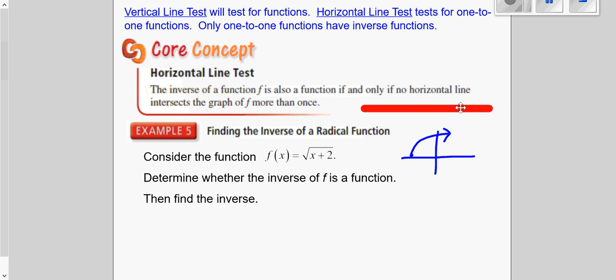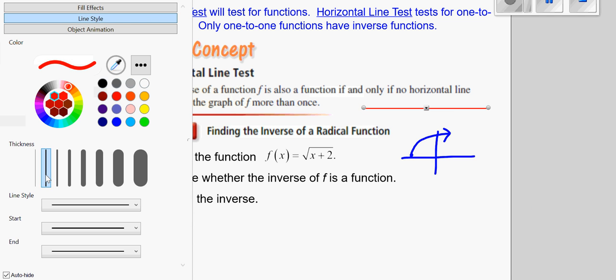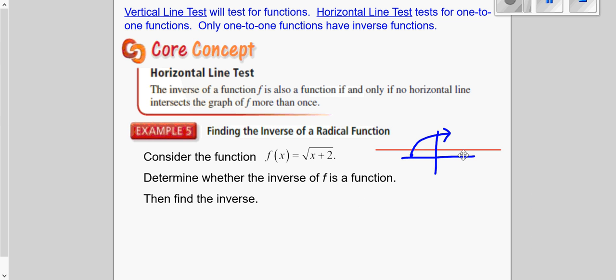So here's a horizontal line. It only touches this graph, we're ignoring the x and y axis, in one point at a time. So that means it passes the horizontal line test, so it does have a function. So is the inverse of f a function? Yes, it is, because a horizontal line only touches it in one spot at a time. So we say yes, and then we go and find the inverse.